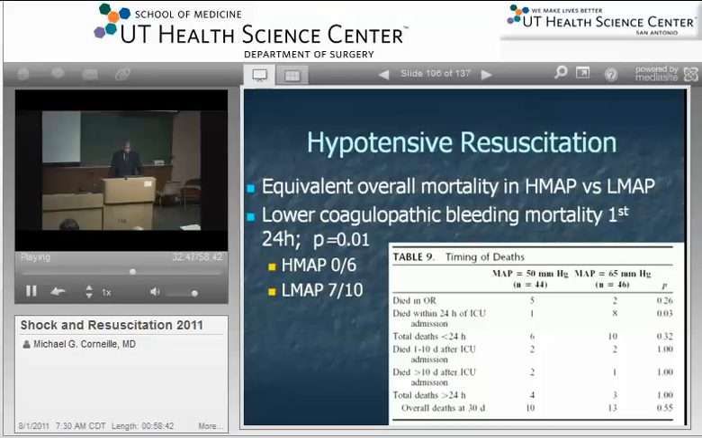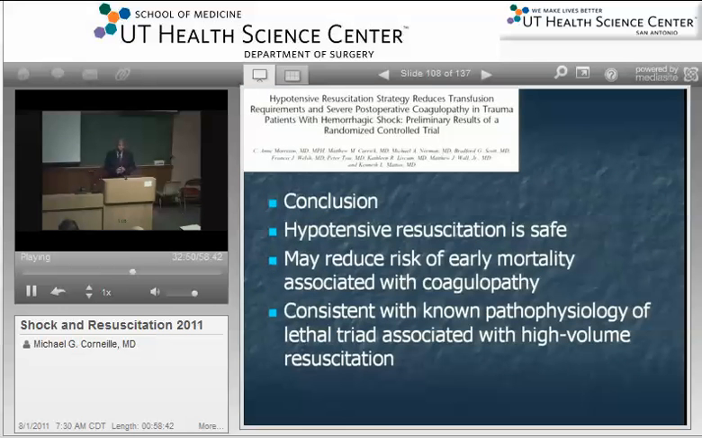So this is basically in keeping with their hypothesis, maybe proving their bias, but they concluded that hypotensive resuscitation is safe, and that even though the 28-day mortality was equivalent, maybe less coagulopathy occurs. They also conclude that this makes sense biologically because of the known pathophysiology of the lethal triad of acidosis, hypothermia, and coagulopathy that's associated with high volume resuscitation.